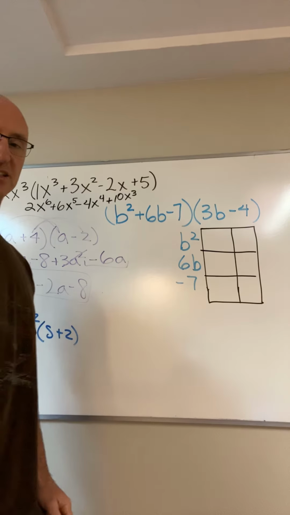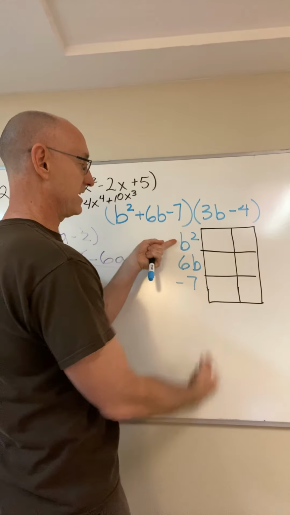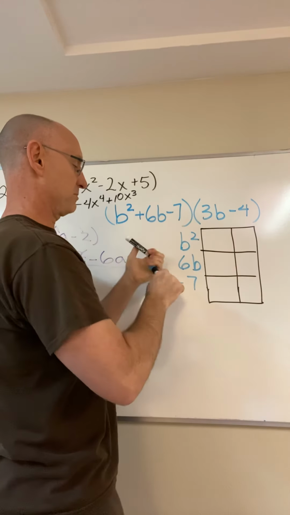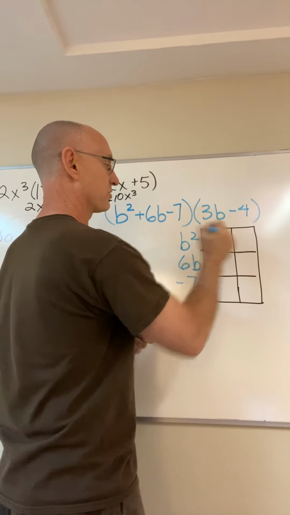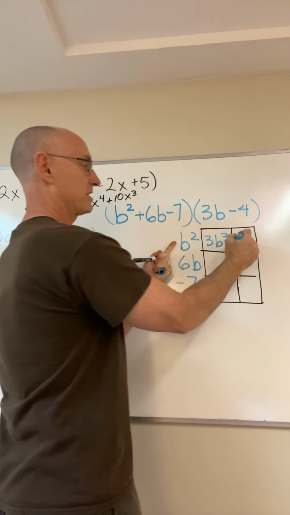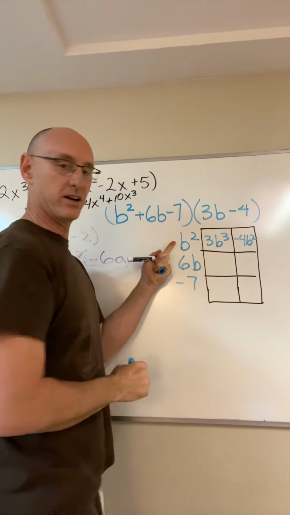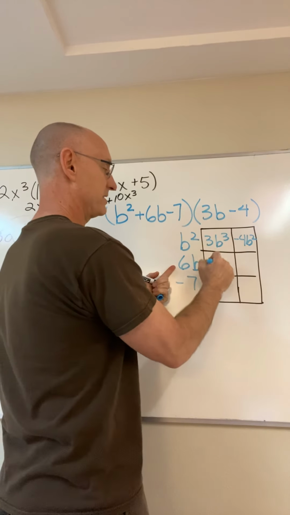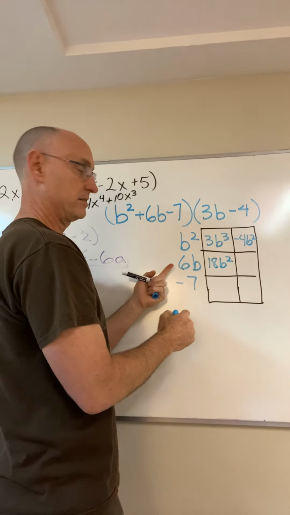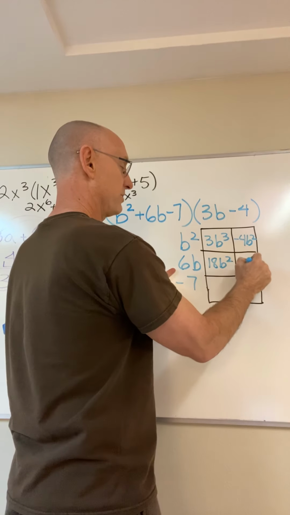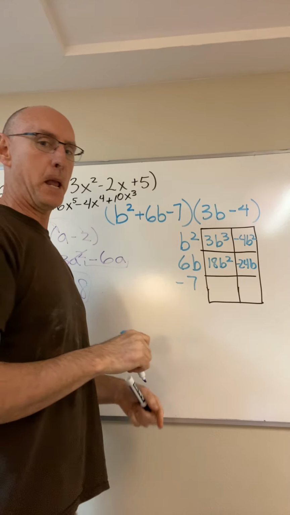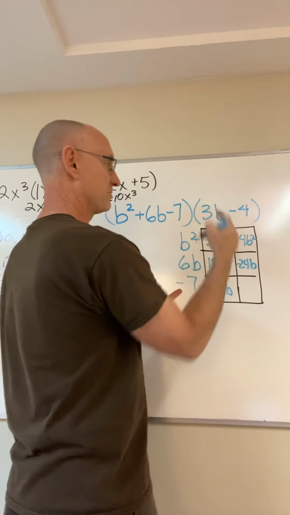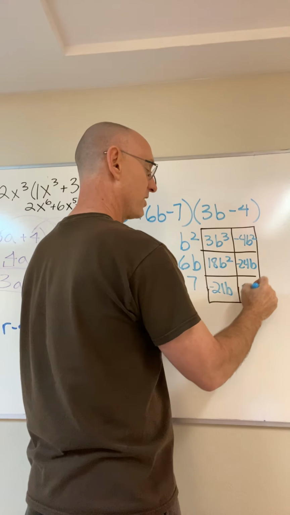And each one of these gets a row going across like this. So that's the box. And then you just multiply this times this, and the answer goes there, right? So 3b times b squared is 3b to the third. And then I'm going to take b squared times this, which is negative 4b squared. And you just put the answer in the box. And then 6b times 3b is 18b squared. 6 times negative 4 is negative 24b. Okay? And then negative 7 times 3 is negative 21b. And negative 7 times negative 4 is positive 28.